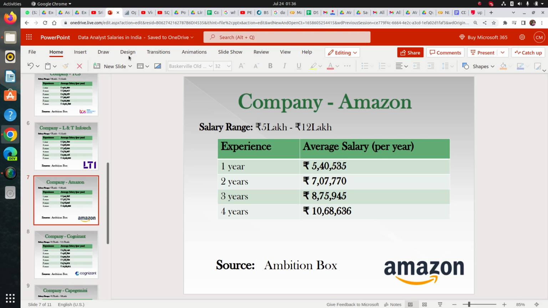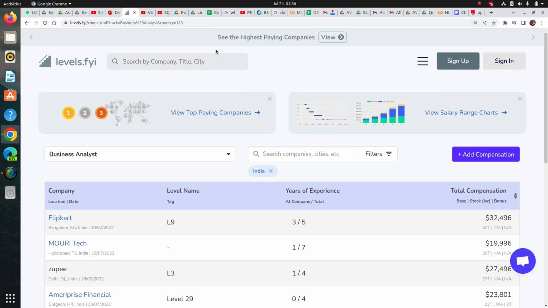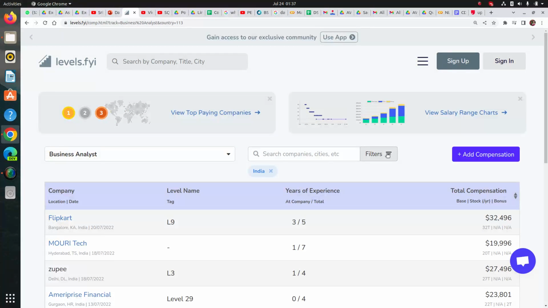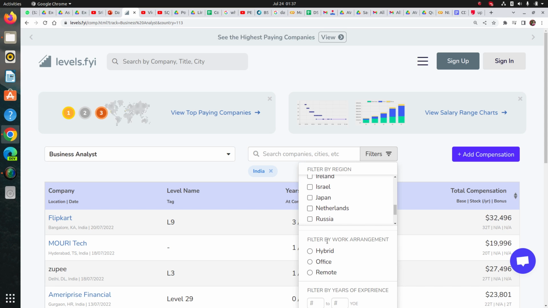Now let me share one website which is more interesting for seeing salaries and is quite authentic, in a way that you can also go there and share your salary so that others can learn about companies and their salaries. This is levels.fyi. Here you can simply choose the role you want for the salary. I have chosen business analyst because business analyst and data analyst are given together. Here you can filter. I have already chosen country India. You can click here and choose the region, where I have chosen India, and you can select hybrid.